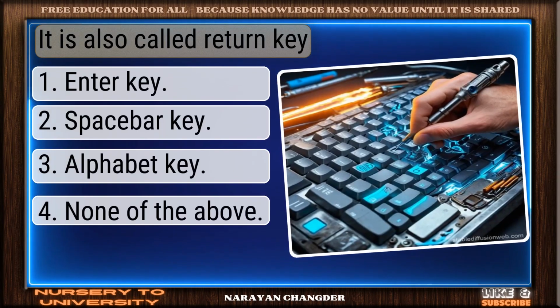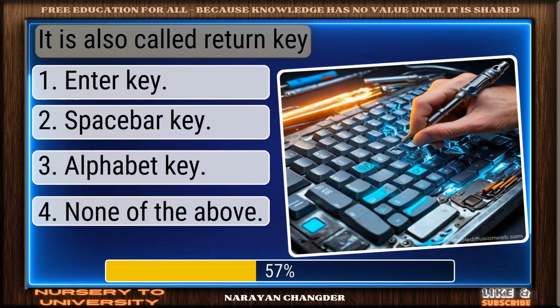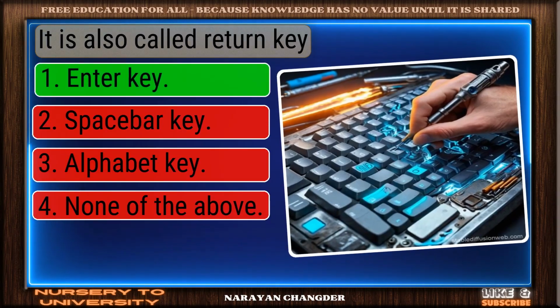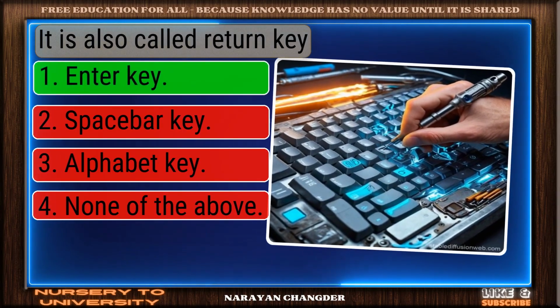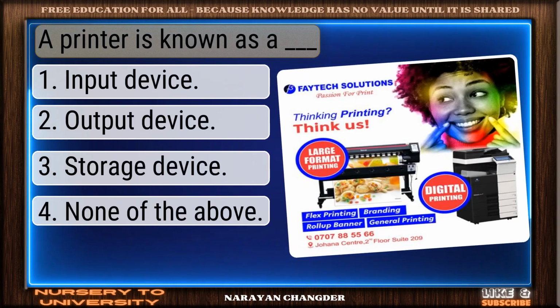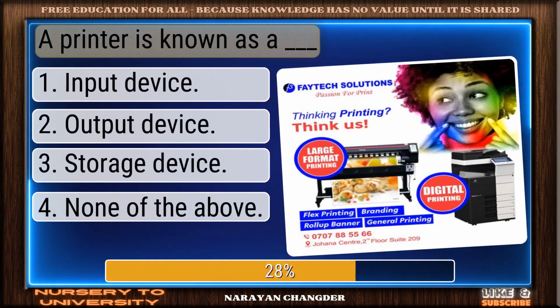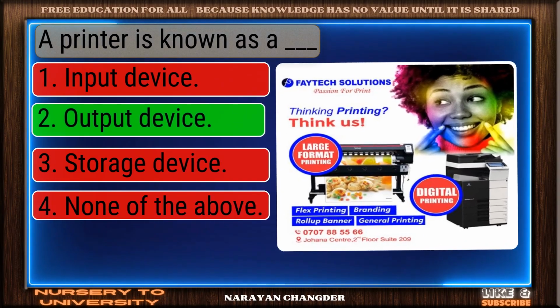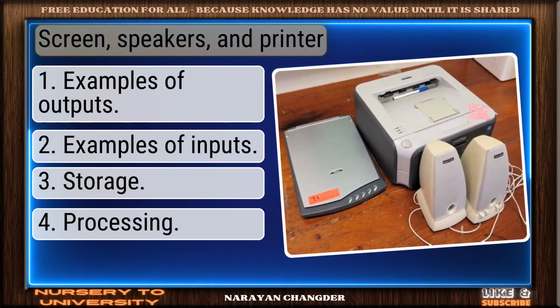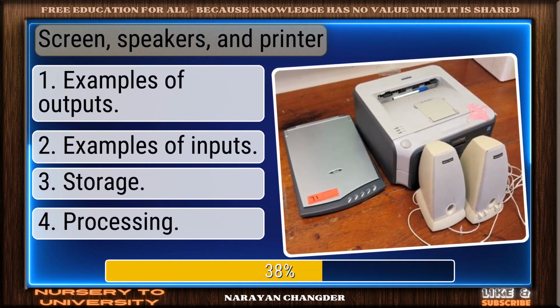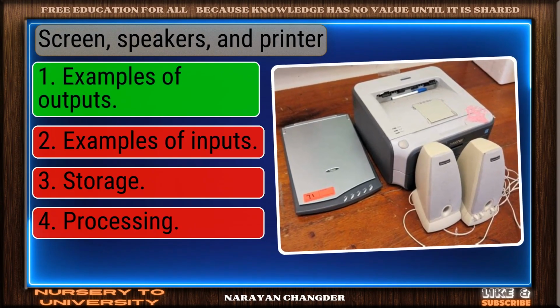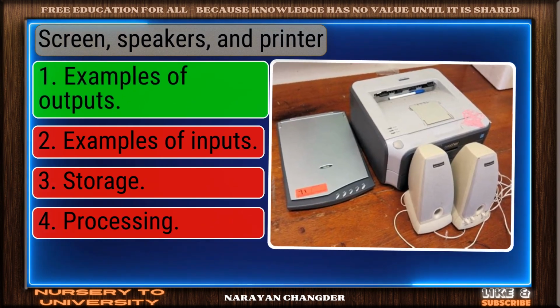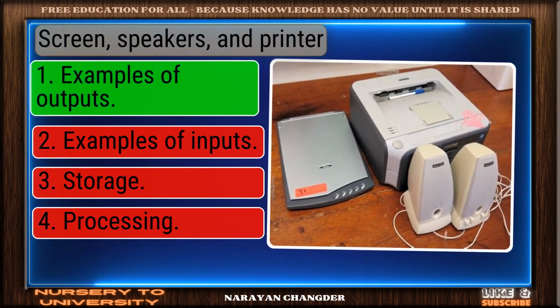It is also called return key. Valid point. Enter key is true. A printer is known as a dash. Right again. Output device is valid. Screen, speakers, and printer. Smart move. Examples of outputs is accurate answer.